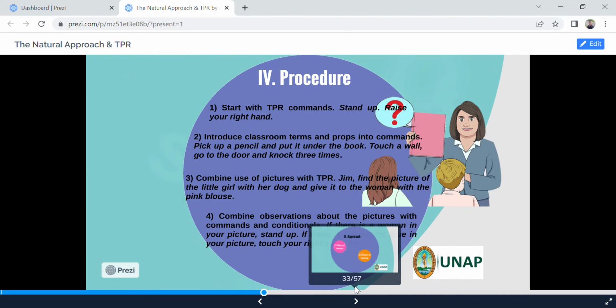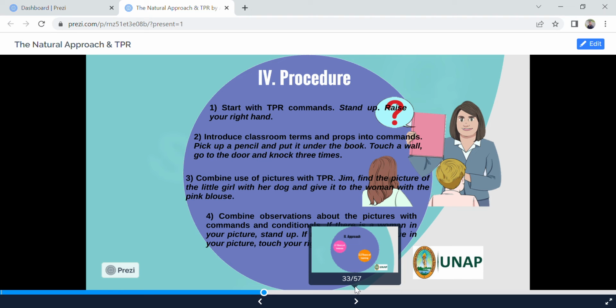So how does this approach work? What is the procedure? We can start with some total physical response commands. We can say, for example, stand up, raise your right hand. We can introduce terms and props into commands like pick up a pencil and put it under the book, or touch a wall, go to the door and knock 3 times.